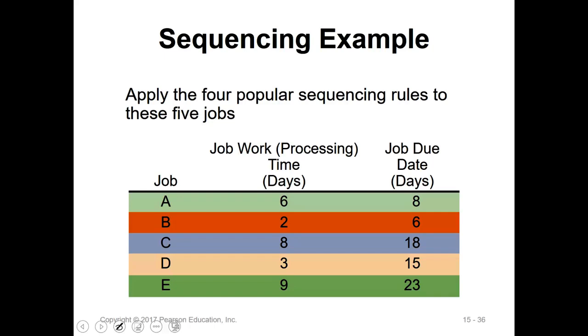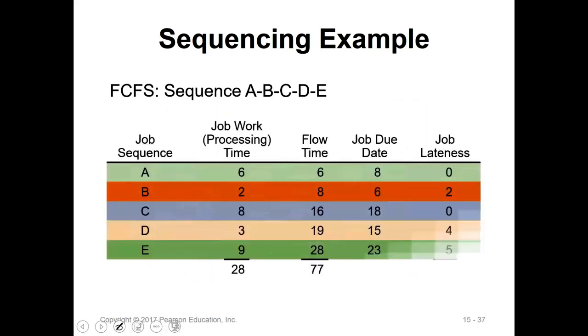So we will work in the sequence first come, first serve. We just use A, B, C, D, E; assume A comes first, B is second, then C, D, E. So that's their coming sequence. Of course, we are going to work on A first. If this is day 0, on day 0 we start to work on A.